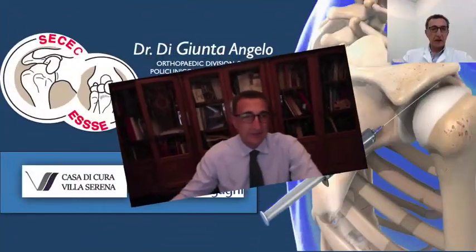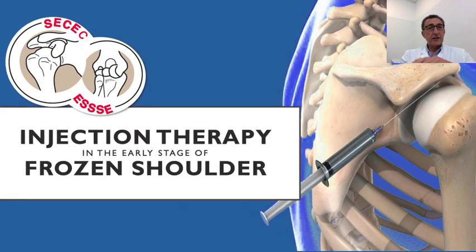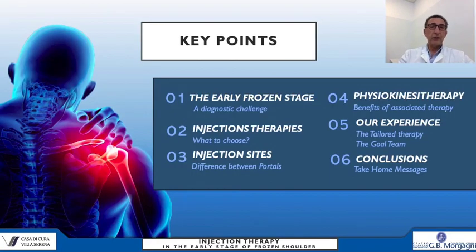Thank you, everybody. This is Dr. Di Giunta, and it's a really great pleasure being here tonight. My topic is about injection therapy of the early stage of frozen shoulder. We will put the key points on 6 areas, as you can see in this one, and little by little we are going to develop one after the other.